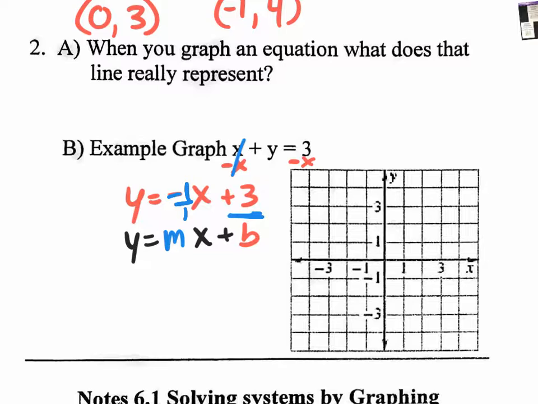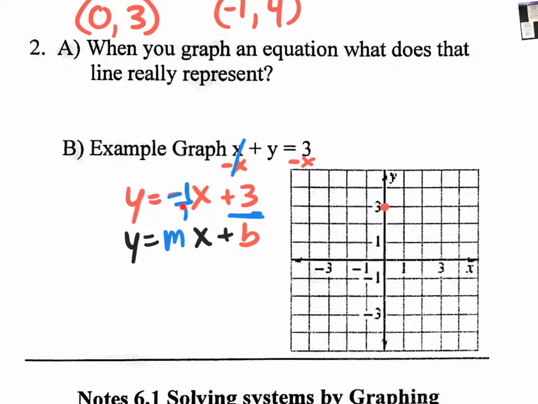So if I go to the y-intercept of 3, put a dot right there, and then from this dot, I actually go down 1 over 1. Remember, the negative means that you're going to go down instead of up, right? If that would have been a positive, you'd go up. But because it's negative, you're going to go down.